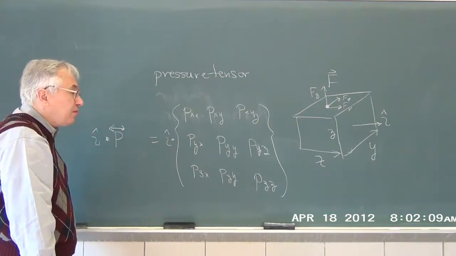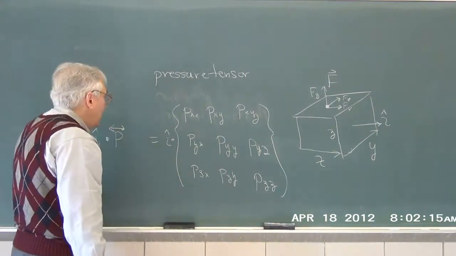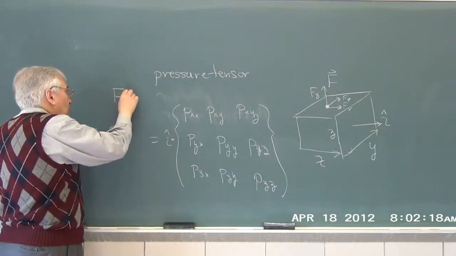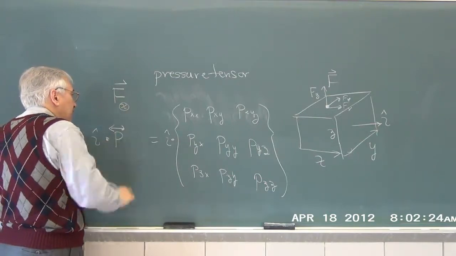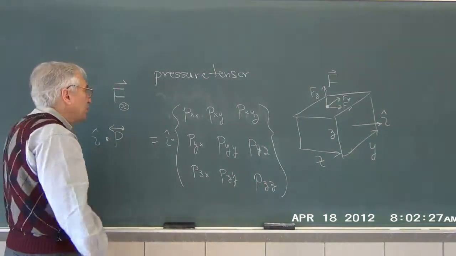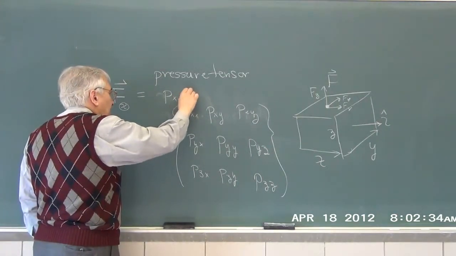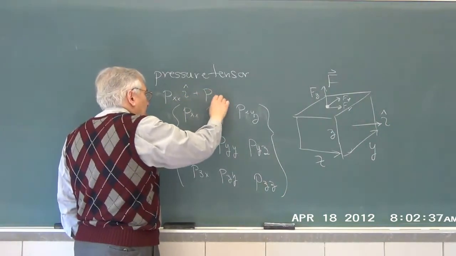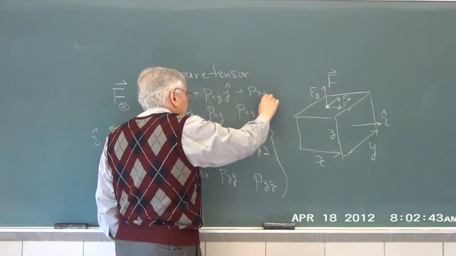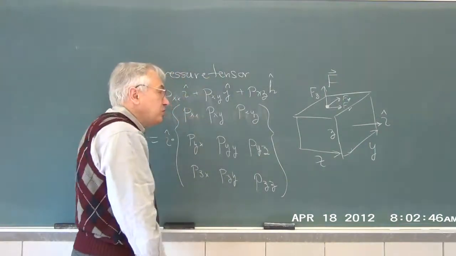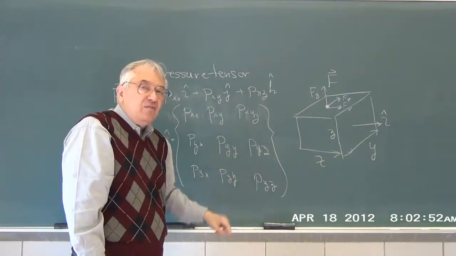There is slight mixed mathematical symbolism here. This is a 3x3 tensor. We're dotting a vector into it. And what do we get out? We get out the force, and it's a vector. This is the vector force perpendicular to the x-axis. That's not the same as the x component of the force. And that force is pxx i hat plus pxy j hat plus pxz k hat. So there are forces across that surface, and the forces across that surface have an x, a y, and a z component.